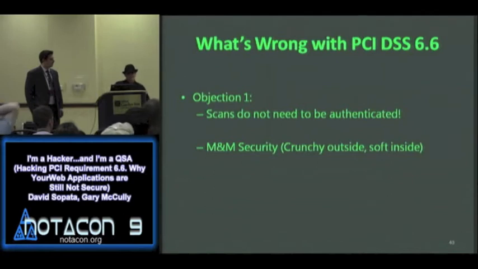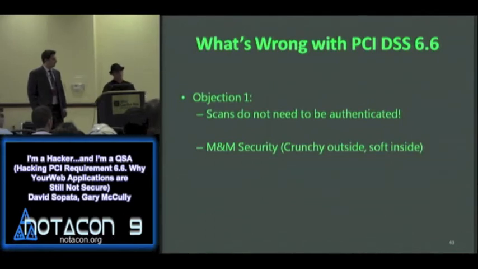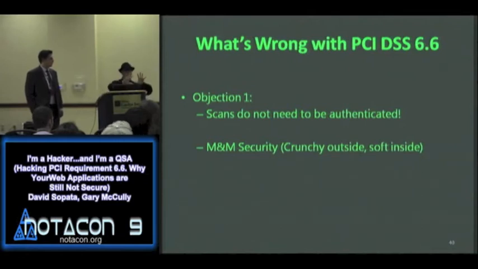Well, the problem is because PCI does not require or does not say it has to be an authenticated scan, that the web application scanner is going to scan the login field, and it's going to scan the username registration field, but it's not going to actually use credentials to log into the web application to try to find the vulnerabilities. So the outside could be all crispy and hard and difficult to bypass, but then you put in the initial parameters, and then you're in the web application, and it's crawling with SQL injection and cross-site scripting and all types of other vulnerabilities. So that's one of my objections to PCI DSS 6.6.